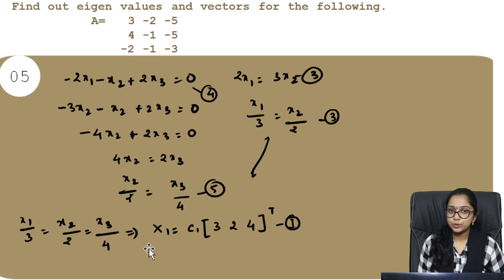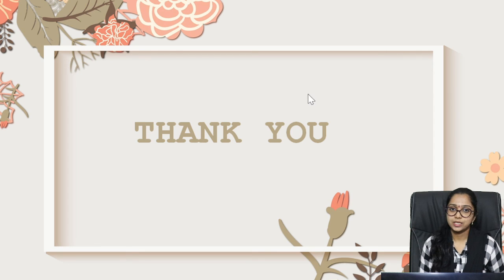So this is the procedure of finding out eigenvalues and eigenvectors of the required 3 by 3 square matrix. I hope it is clear here.